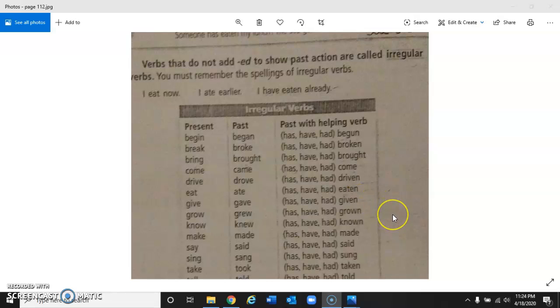So you're going to be practicing with these. I'd like for you to practice with these, with the exercises inside the packet on pages 112 and 113. And then there's a Spelling City assignment that you need to complete with the irregular verbs.